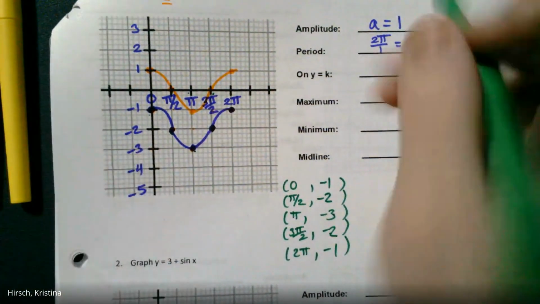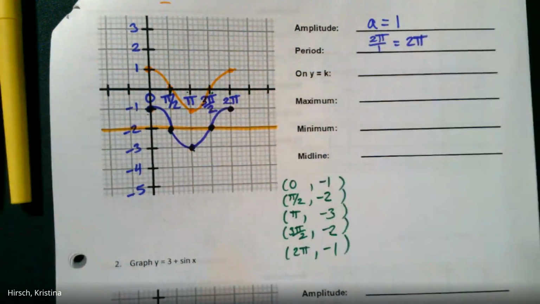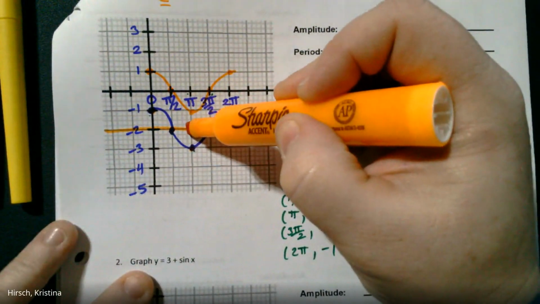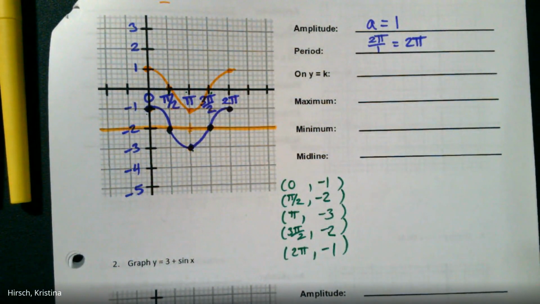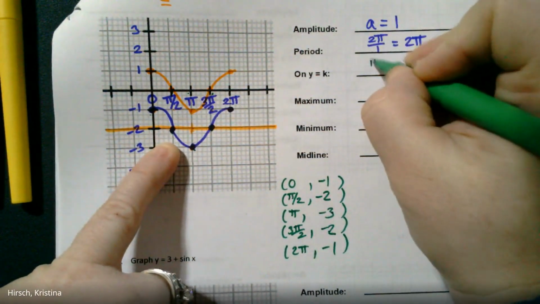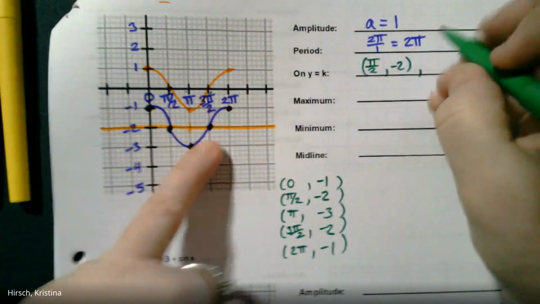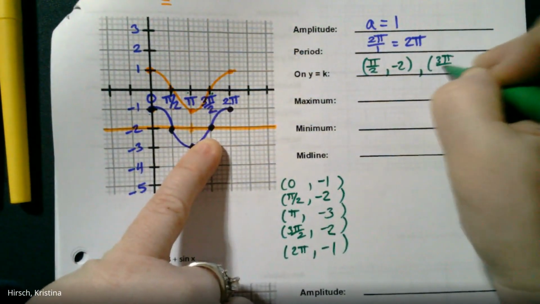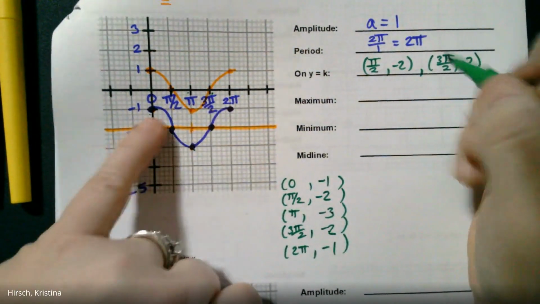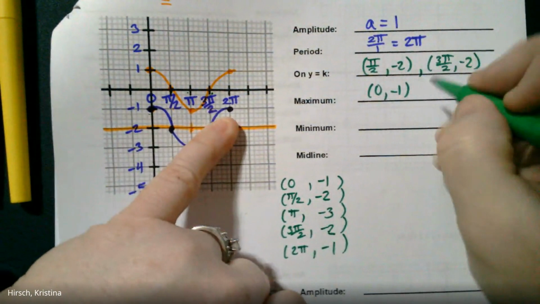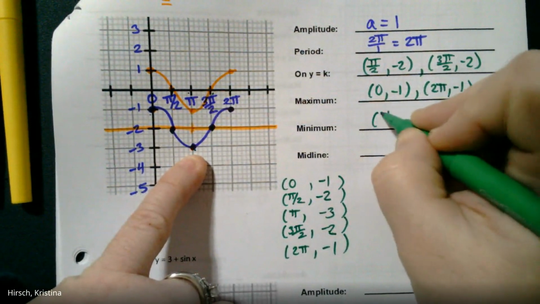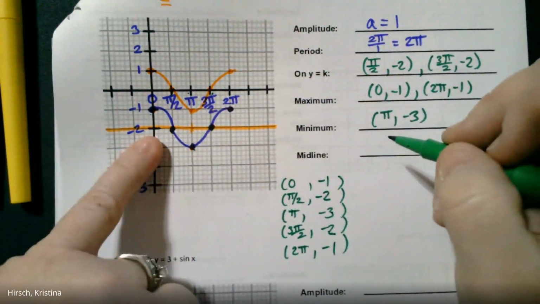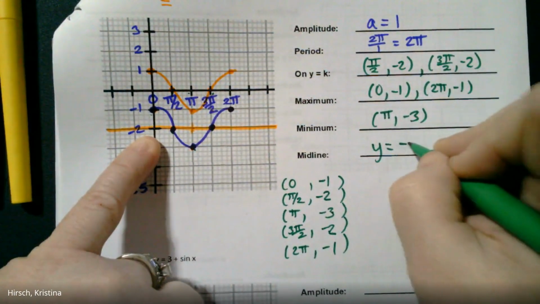So y equals k is my midline, and here is that midline. Why is it my midline? Because of the amplitude of 1 here. It's where everything comes together in the middle. My points on y equals k are pi over 2, negative 2, and 3 pi over 2, negative 2. My maximum points are 0, negative 1, and 2 pi, negative 1. My minimum is pi, negative 3. I forgot to do the midline, but the midline is at y equals negative 2.